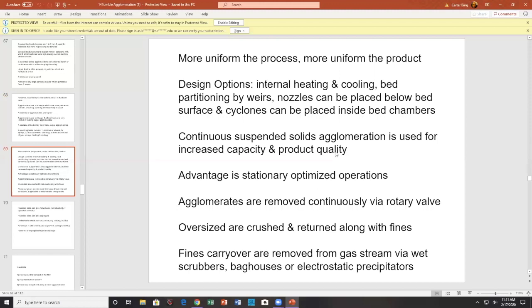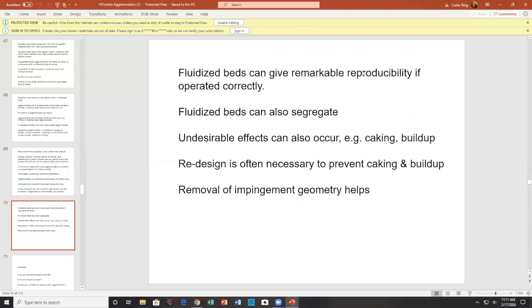The advantage is a stationary, optimized operation. Agglomerates are removed continuously via a rotary valve. Oversized or crushed material is returned. Fines that carry over are removed via the gas stream, by wet scrubbers or electrostatic precipitators. Fluidized beds can give remarkable reproducibility if operated correctly. Beds can also be segregated.